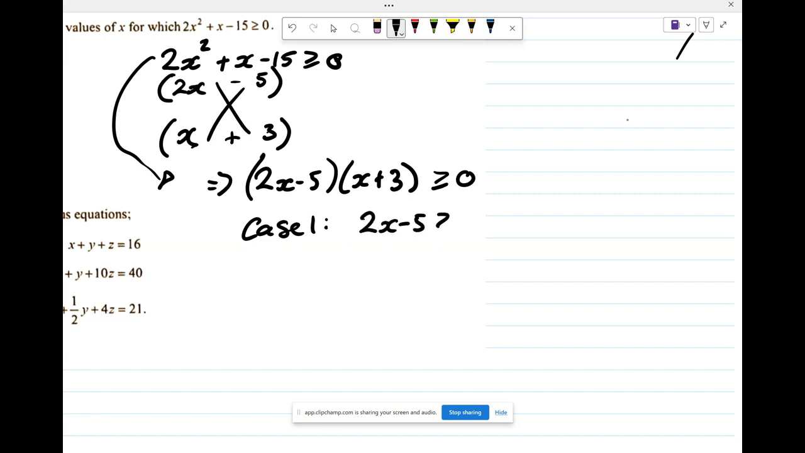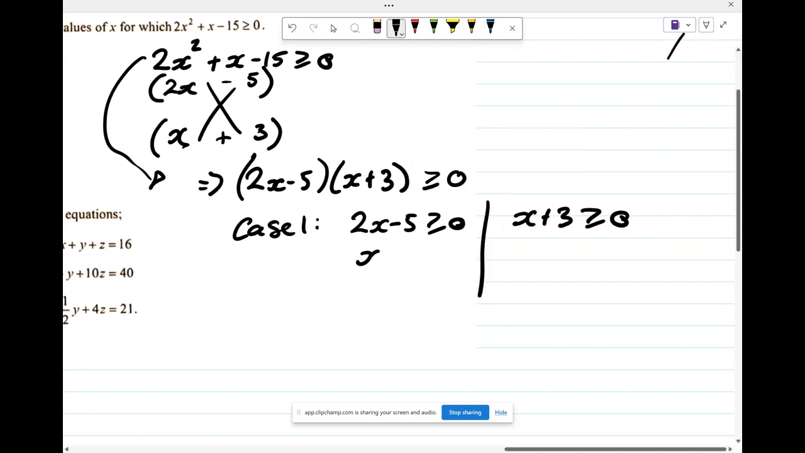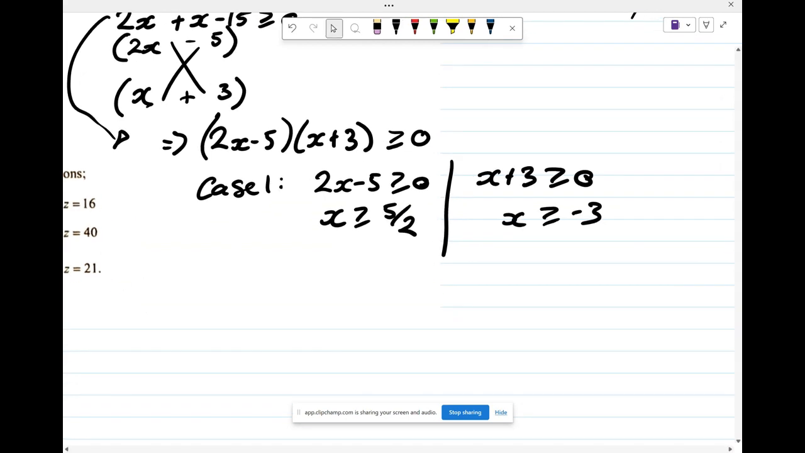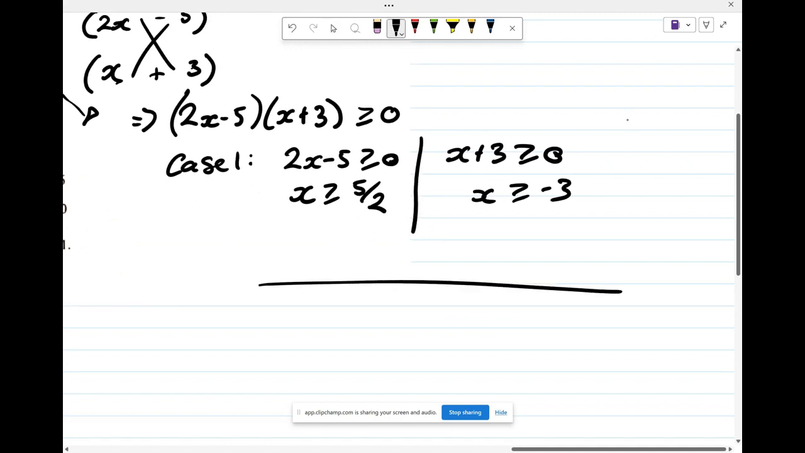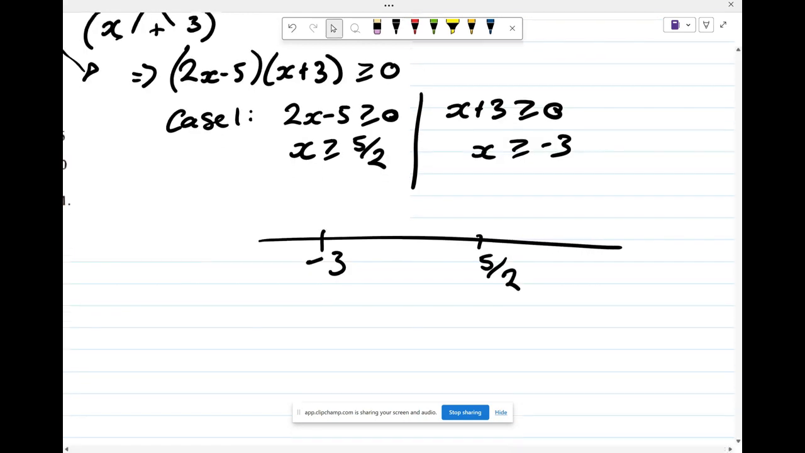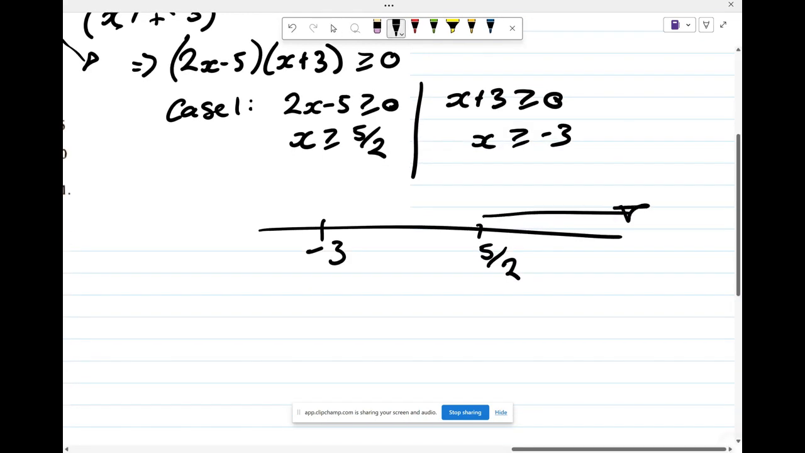2x minus 5 is greater than or equal to 0. It's positive. And x plus 3 is greater than or equal to 0. It's positive. That means x is greater than or equal to 5 over 2, and x is greater than or equal to minus 3. If we draw this on our number line, we have minus 3 down here, 5 over 2 here, and we want x greater than 5 over 2 and x greater than minus 3.